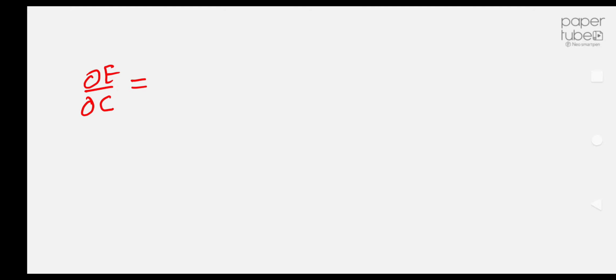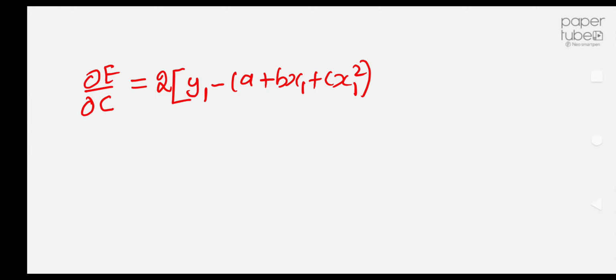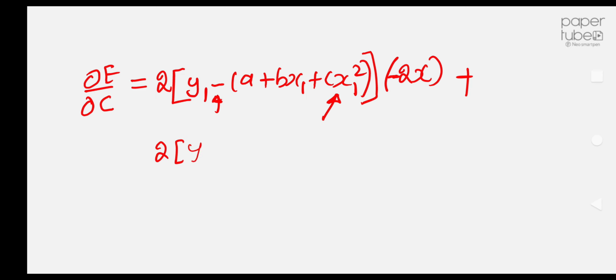So it's again simple. All you need is to differentiate. Differentiate again 2 multiplied by (y1 - (a + bx1 + cx1²)), and now we are differentiating with respect to c. So this should be equal to 2 of x, so minus, because you have a minus sign here. So minus 2x1 plus again 2 (y2 - (a + bx2 + cx2²)) multiplied by minus 2x2.